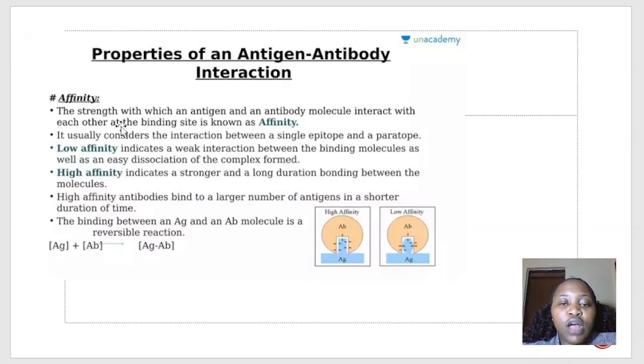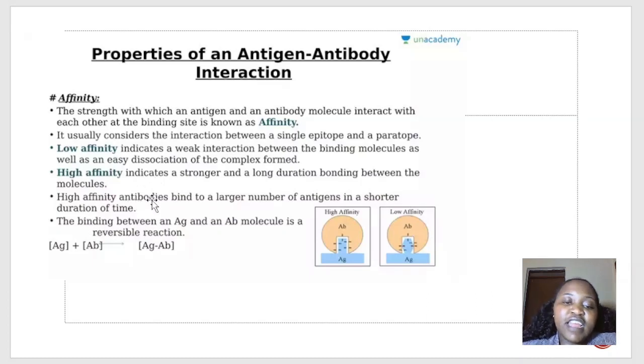So, taking a closer look at these two terms, affinity is the strength with which an antigen and an antibody molecule interact with each other at that particular binding site. It usually considers the interaction between one single epitope and a paratope. When we have low affinity, it indicates a weak interaction between our binding molecules, and therefore it is easy to dissociate that particular complex. If we have a high affinity, then we have a very strong bond, and for us to break that bond, it will take longer.